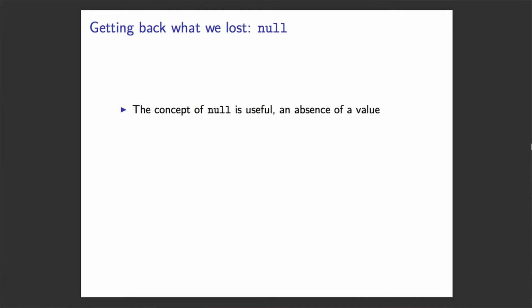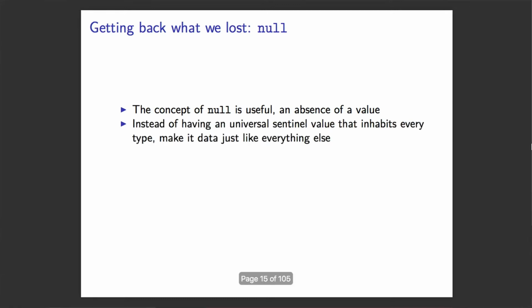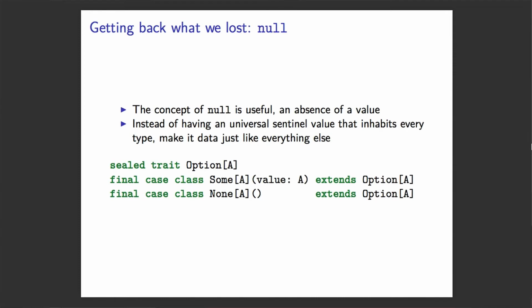So what we can do to regain that power, without introducing this weird sentinel value that just magically inhabits every type, is make the notion of not having a value a completely separate type. So in Scala, we have this option type that's separate from A. So if I have an A in a world without null, I can say I definitely have an A, and I can do things with the A, pass it to functions, whatever. And I shouldn't have to worry about it somehow being missing.